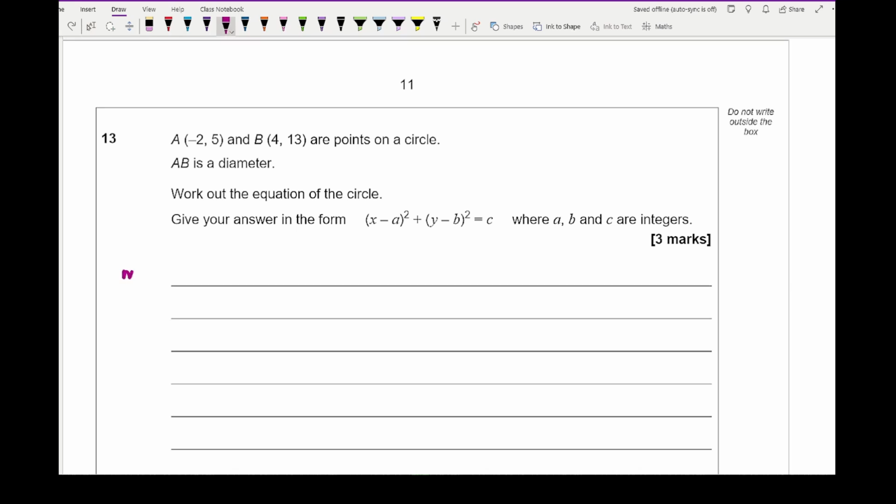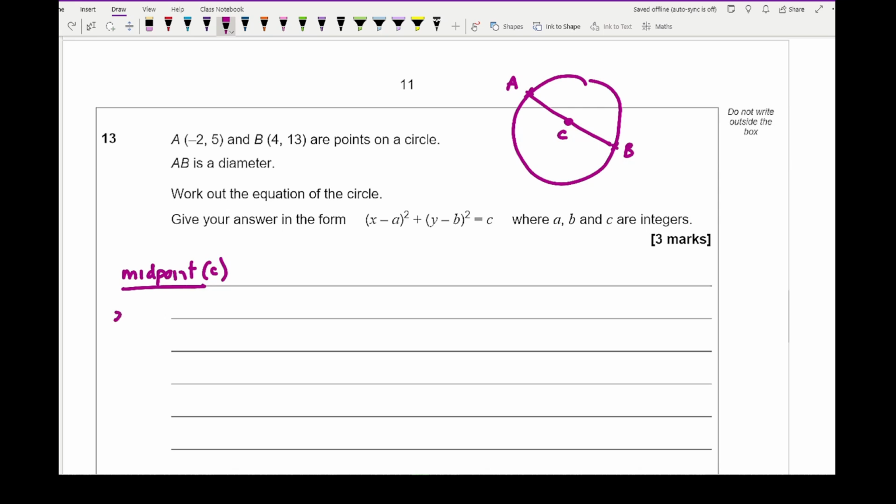Well, for this, the first thing I need to do is find the midpoint. Because if I draw a little sketch, then this point here is A, this point here is B. That's the diameter of the circle, so the midpoint is going to be our center. So the midpoint, which I'm just going to call C. Now to find the midpoint between two coordinates, what I'm going to do is use this formula. So I've got x1 plus x2 divided by 2, and I've got y1 plus y2 divided by 2. So this is the formula I'm going to use, and this is my x1, y1, and this is my x2, y2.